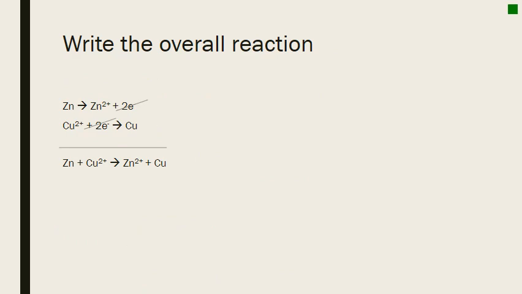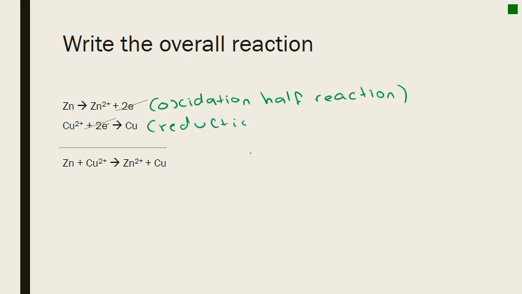So how do you write the overall reactions? This is what we just came up with. This is the oxidation half reaction that we've just written, and this is the reduction half reaction. And look what we do. First of all, we cross out the electrons from either side. The electrons have to equal, because here we've got 2e minus and here we've got 2e minus. We can just cross them out.